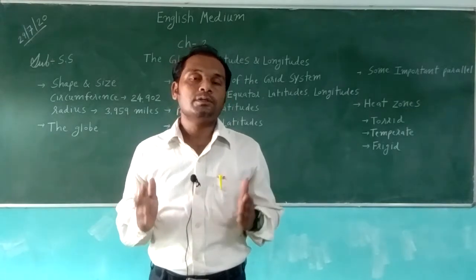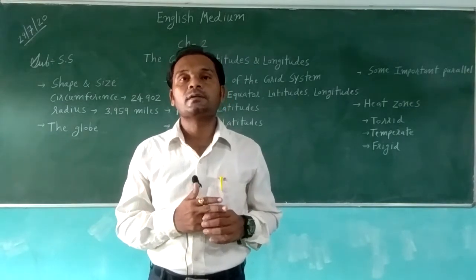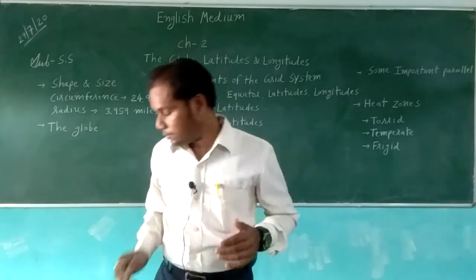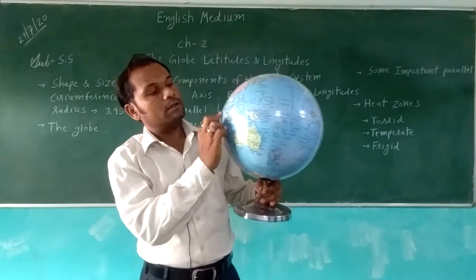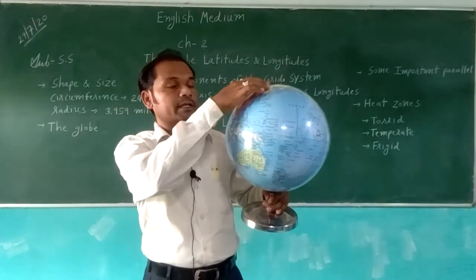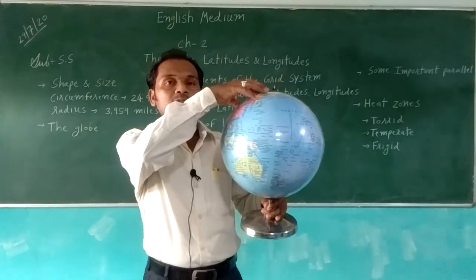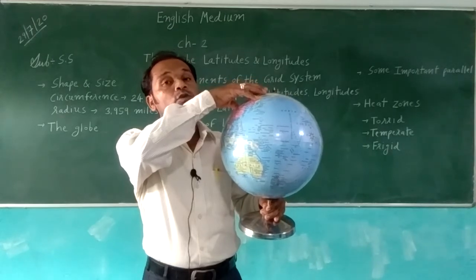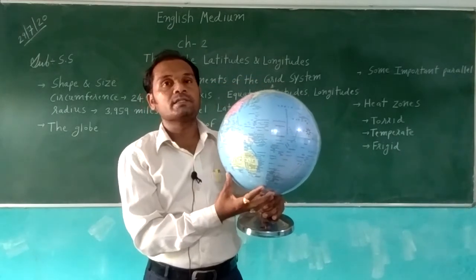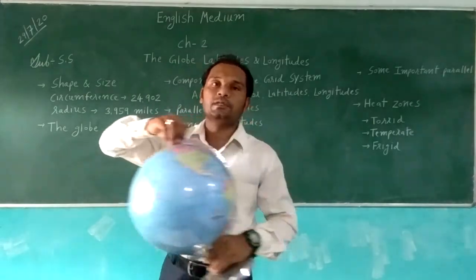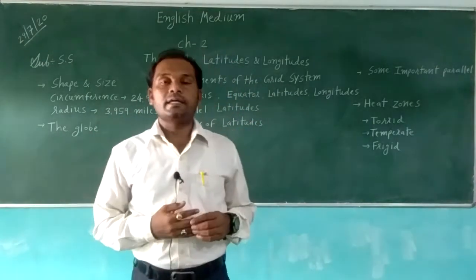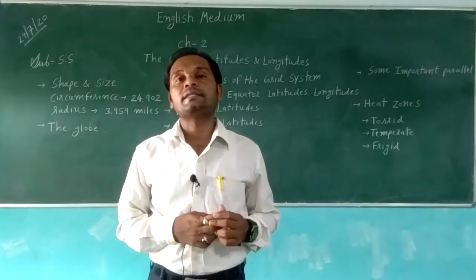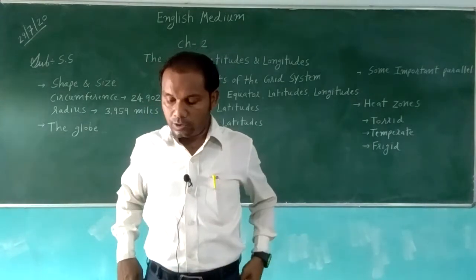As I showed you, the equator divides the earth into two parts. The upper part, the north side, is the northern hemisphere. The lower part is the southern hemisphere. So now we'll see that there are 19 parallels in both parts.